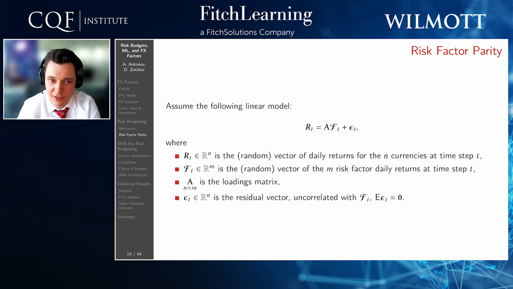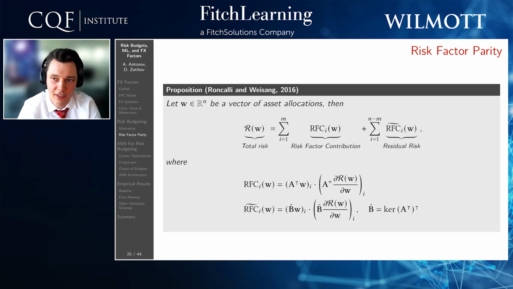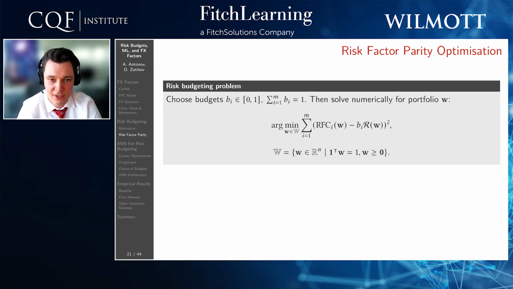So we go back to the linear factor model, which is once again the same as we used before, just written in matrix form. And the following statement holds, a proposition by Roncalli and Weisang, that the total risk can be decomposed into the risk factor contributions and the residual risk. We don't care much about the direct formulas for those factors, but I wanted to highlight that these are direct formulas. We are able to decompose them directly, which brings us to the following idea.